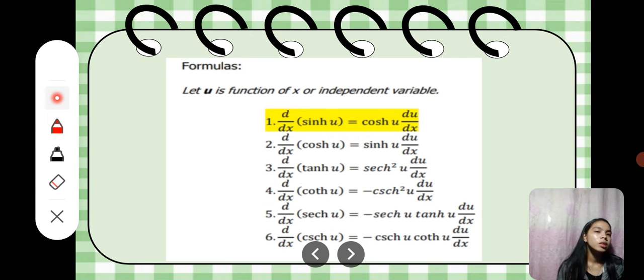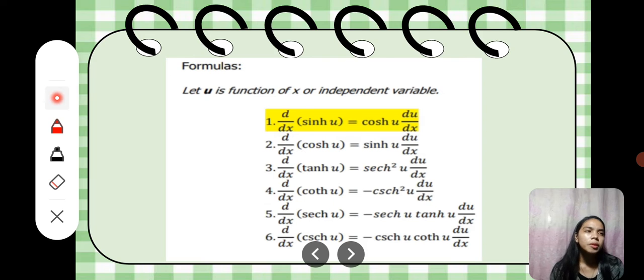Let u be a function of x, the independent variable. First, the derivative of hyperbolic sine u with respect to x is equal to hyperbolic cosine u du over dx. Second, the derivative of hyperbolic cosine u with respect to x is equal to hyperbolic sine u du over dx. Third, the derivative of hyperbolic tangent u with respect to x is equal to hyperbolic secant squared u du over dx.